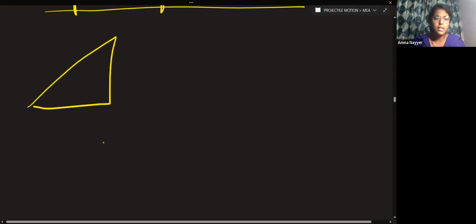Now, if two vectors are at a point, they are represented by the sides of a triangle like this. See, a triangle can be drawn like this. So one triangle, only these two are present. I'll show you.